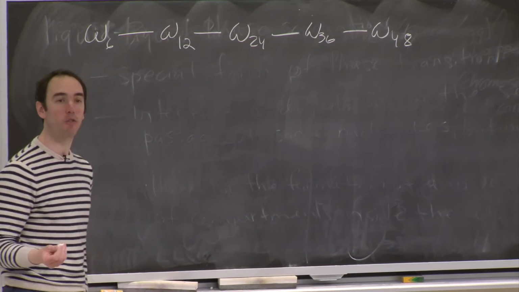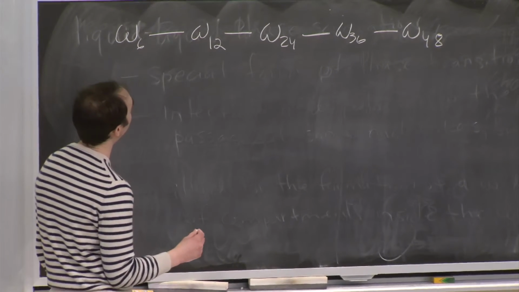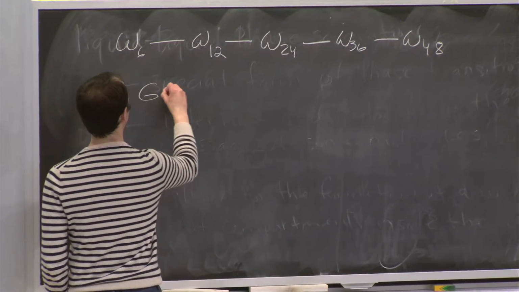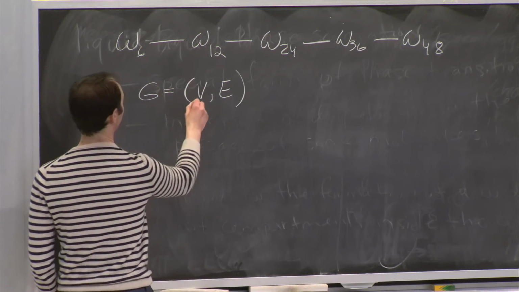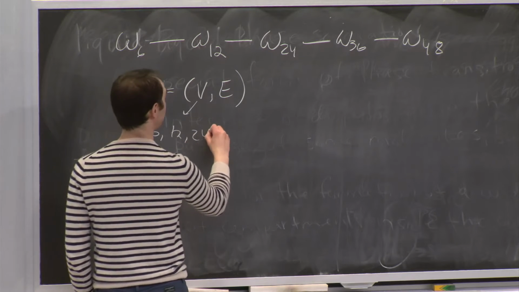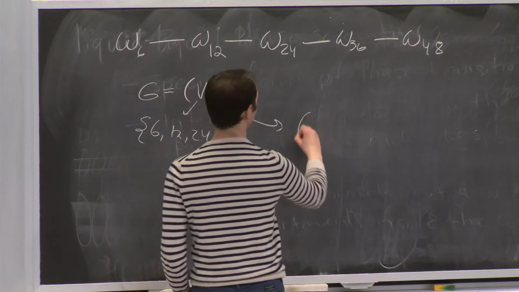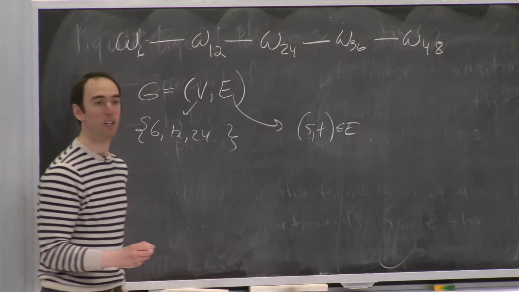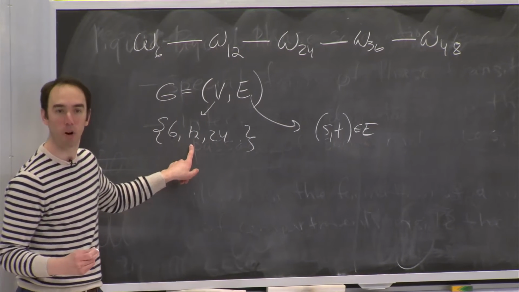Now, the way that we're going to transform a graph into an optimization problem is going to be as follows. I'm going to define a graph on V comma E. V in this case is going to be the set 6, 12, 24, and so on. And I'll denote edges by S comma T in E. It's going to refer to a particular two tasks. So for example, the task of predicting at 6 months and the task of predicting at 12 months.